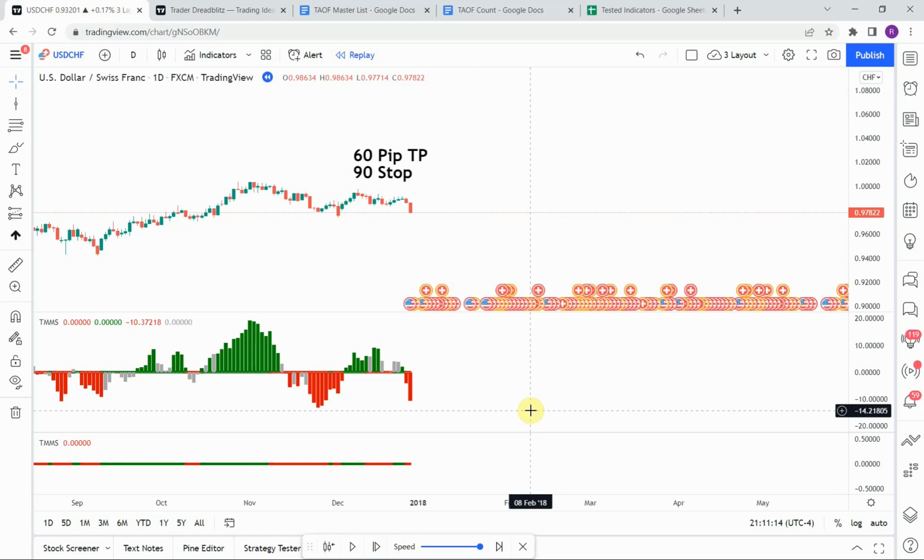Today we will be testing the TMMS Oscillator.